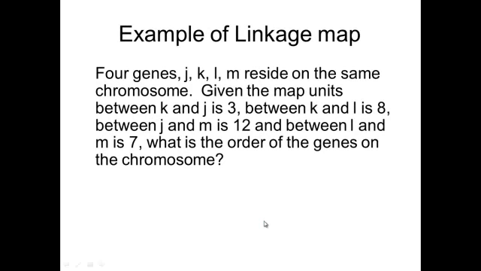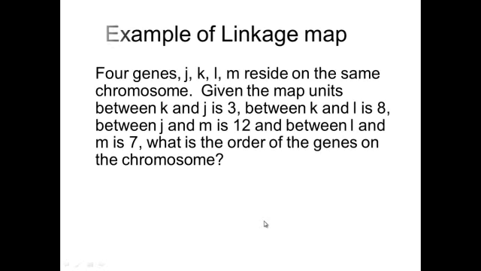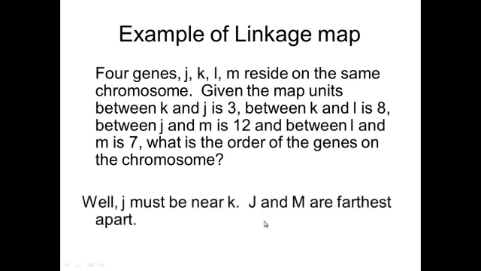This is the type of question I have seen on AP exams before. It's kind of a logic problem. Well, let's take a look at it. You have 4 genes, J, K, L, and M, on the same chromosome. Given the map units between K and J is 3, K and L is 8, J and M is 12, and L and M is 7, what's the order of the genes on the chromosome?